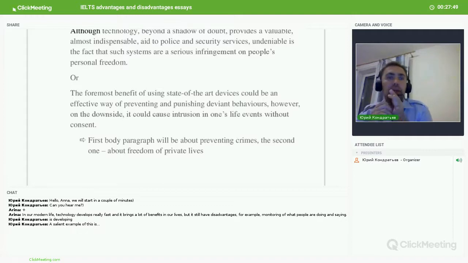Or you can say, the foremost benefit of using state-of-the-art devices could be an effective way of preventing and punishing deviant behaviors. However, on the downside, it could cause intrusion in one's life events without consent. So if I have this type of second sentence in the introduction, my first main body paragraph, first supporting paragraph, will be about preventing crimes, and the second one will be about freedom of our private lives.